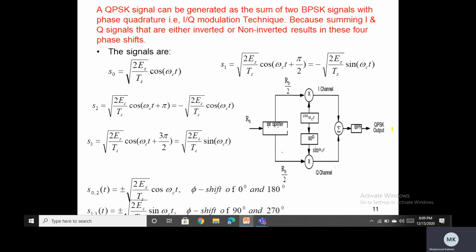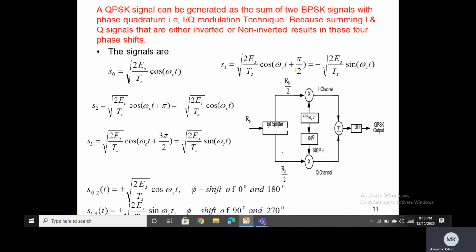generate our QPSK signal. Because in QPSK we have four symbols, this is the equation for the first symbol. S note, you can also say S1. So if we start with S note, S note is equal to square root of 2ES over TS times cos omega CT. So this is using 0 degree. Phase shift is 0, at which we sent the first symbol. After that, because the phase shift between the two symbols is 90 degrees, the next symbol S1 is transmitted at plus pi by 2, 90 degree.